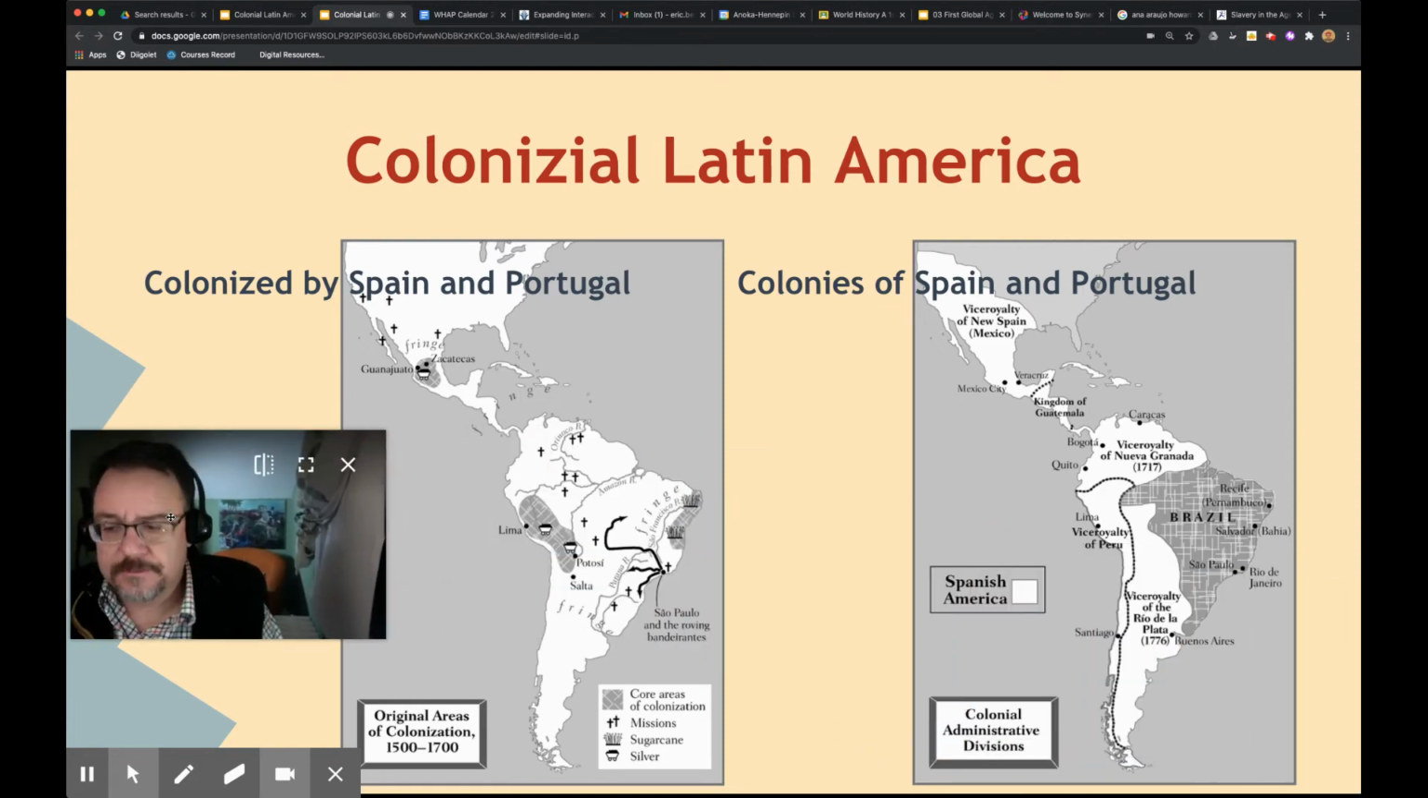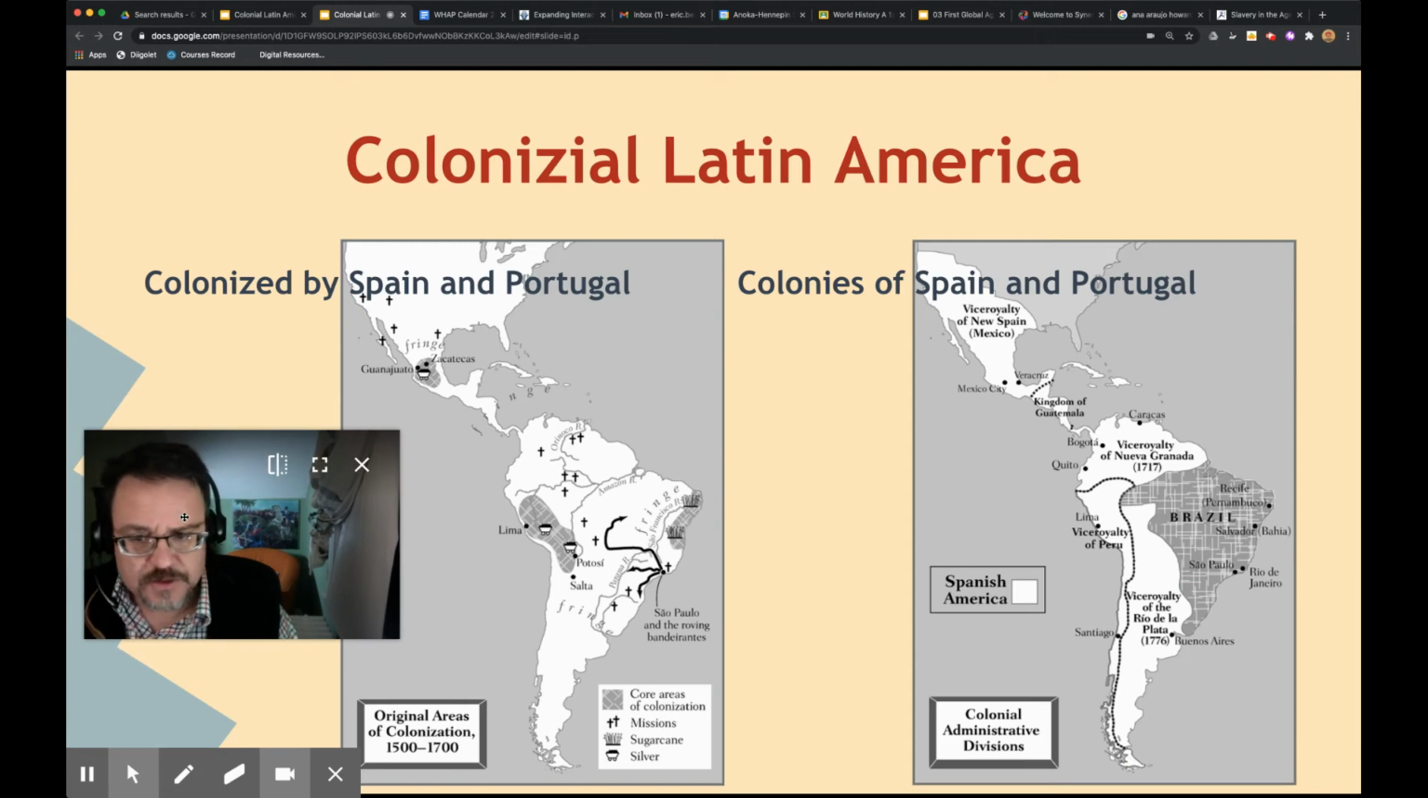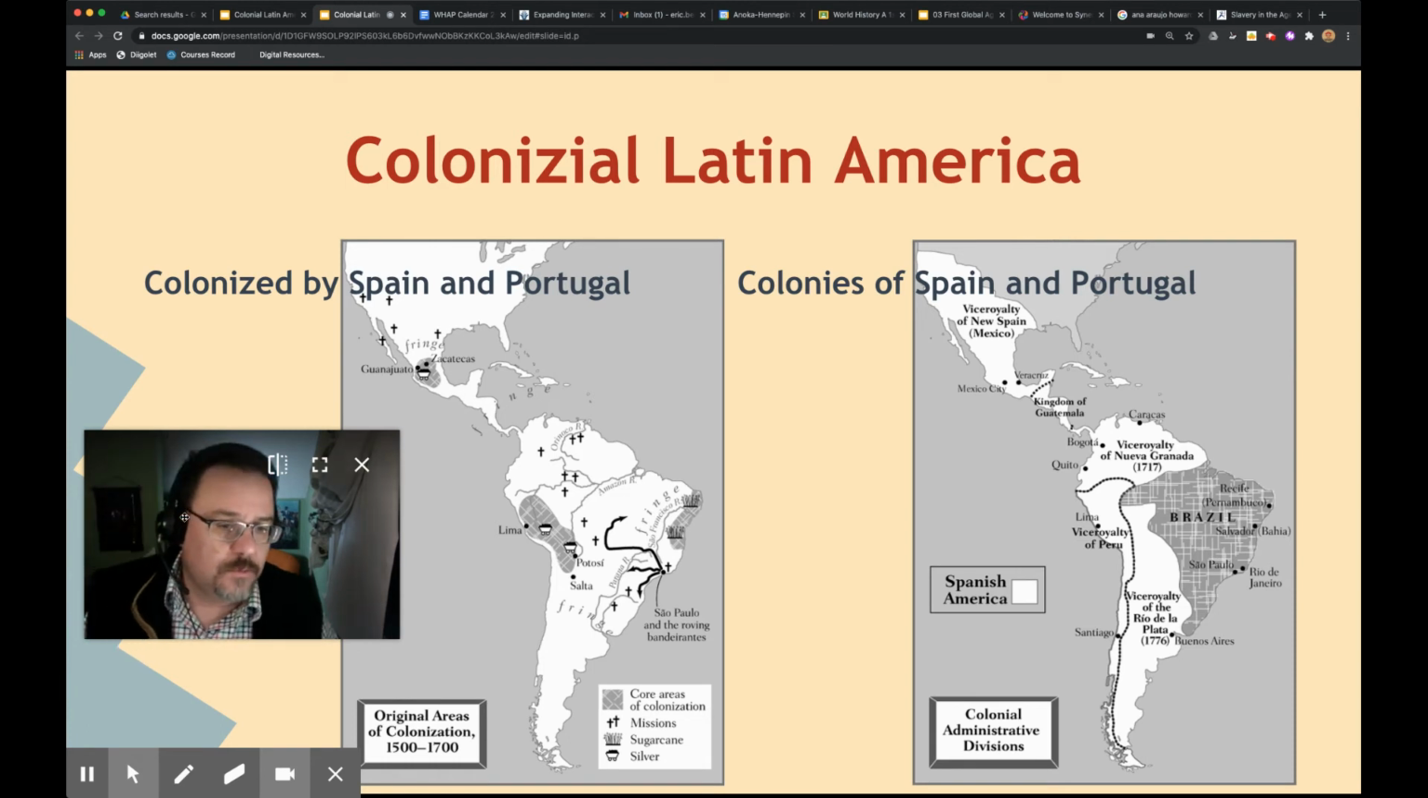So that's what colonizing means: people coming from one area to another area, settling there, and then taking advantage of the land. The political units that they form, like the governments, are referred to as colonies. You can see Brazil was a colony of Portugal, and then the Spanish territories were divided into four or five colonies.